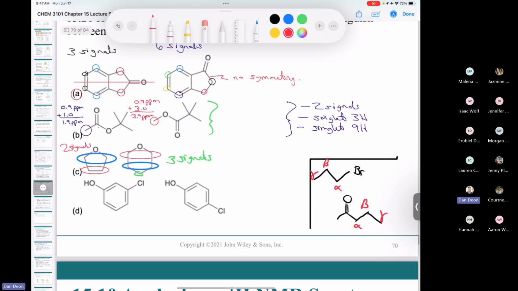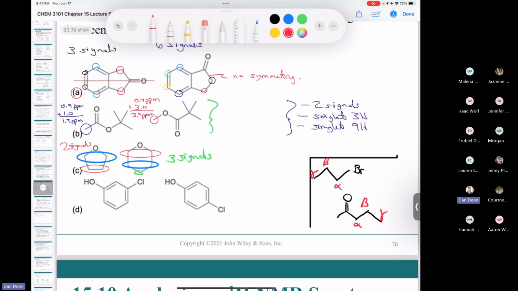Okay, cool. And then for the last one, we'll start with this one. Could anybody tell me how many signals you would see for this compound? And obviously there's symmetry in here. We'll just get some practice on it.